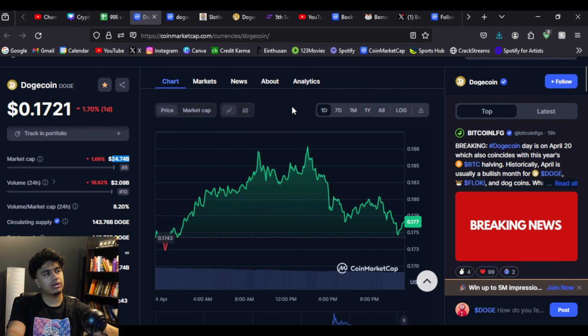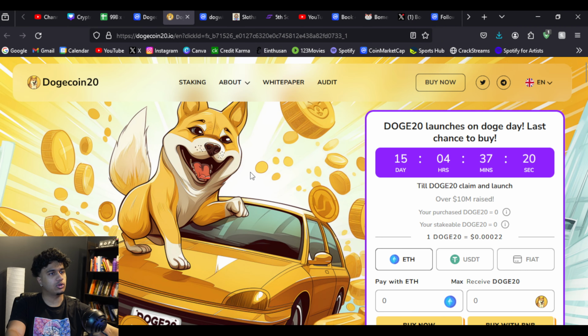But let's just say you do want to make those moonshot gains, right? Those 100x, 50x gains. Let's say you want to go for those. Well, let me show you this project, Dogecoin 20. Now, this is a project that's going to be launching on Doge Day, okay? So launching on April 20th.